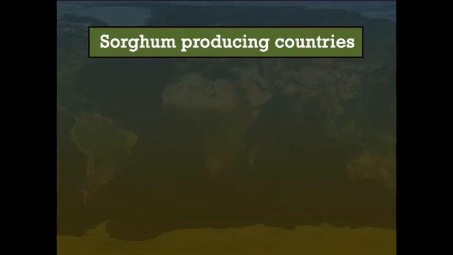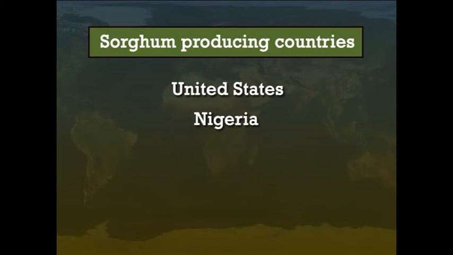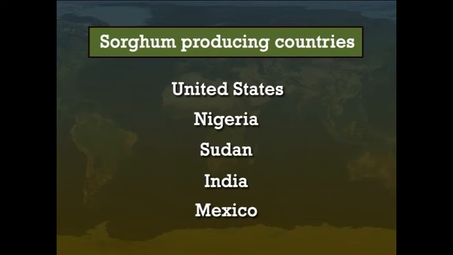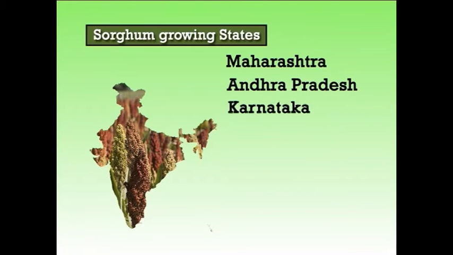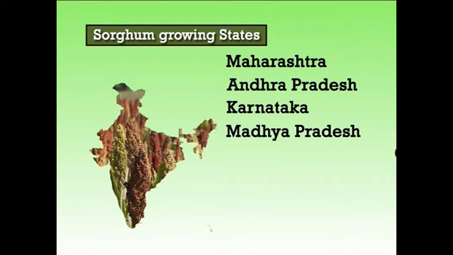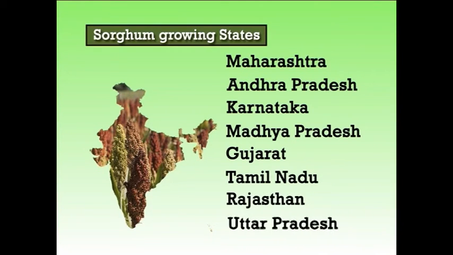Major sorghum producing countries include United States, Nigeria, Sudan, India, and Mexico. The United States is the world's largest producer of grain sorghum, followed by India, Nigeria, and Mexico. In India, it is grown in Maharashtra, Andhra Pradesh, Karnataka, Madhya Pradesh, Gujarat, Tamil Nadu, Rajasthan, and Uttar Pradesh.